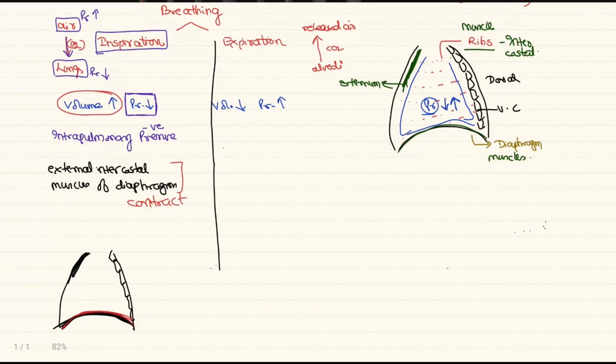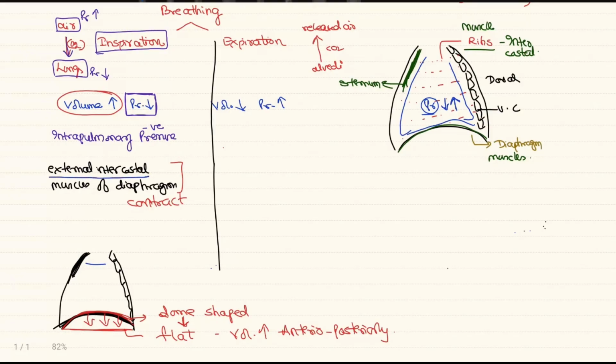When the muscles of the diaphragm contract, the diaphragm from the dome-shaped structure will become flat, and this will increase the volume in the anterior-posterior direction. So the volume increases anterior-posteriorly. The second is the external intercostal muscles of the ribs. As these muscles contract, the rib cage is lifted up. As the ribs and sternum are lifted up, the volume increases dorso-ventrally.